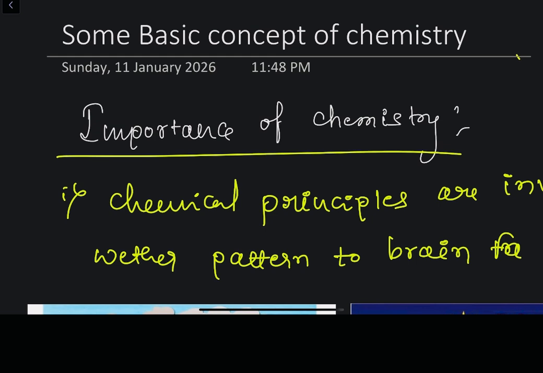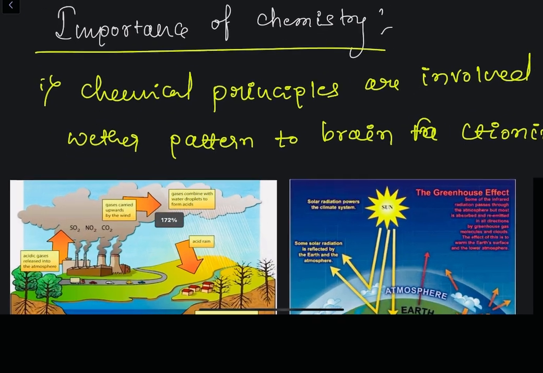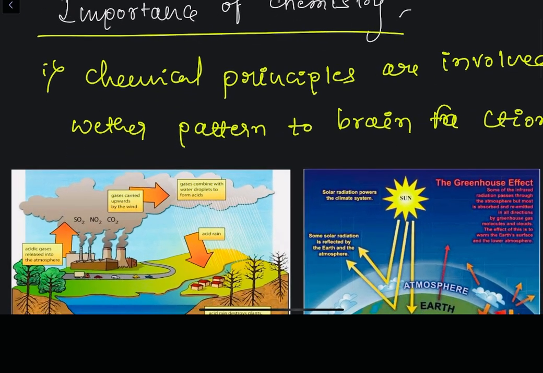Chemistry is the branch of science that deals with the composition, properties, and interaction of matter. Chemistry has a very important role in our daily life, right? So here I am just mentioning the importance of chemistry in our day-to-day life. Chemical principles are involved in everything from weather patterns to brain functioning, along with the operation of a computer also.